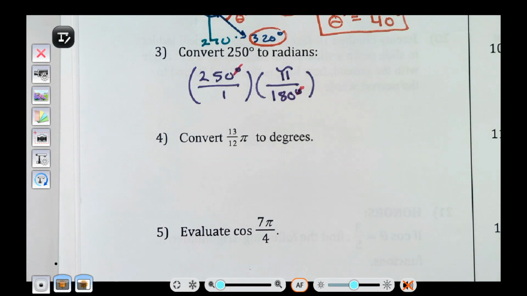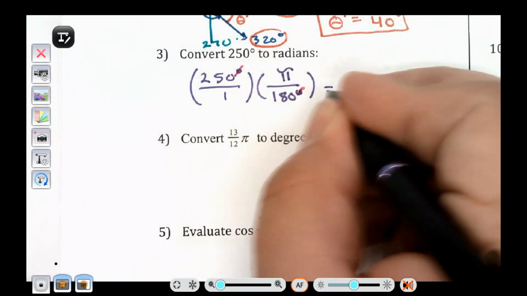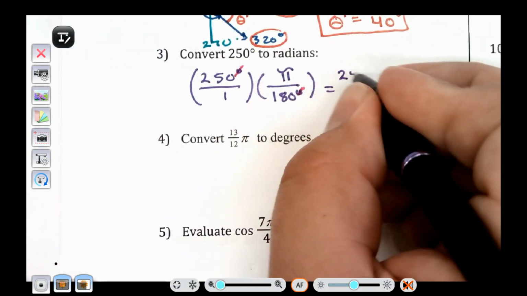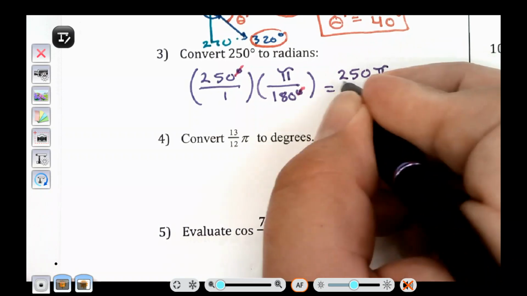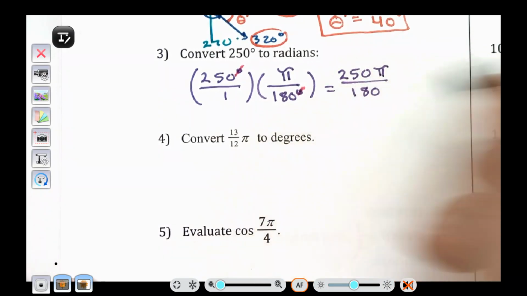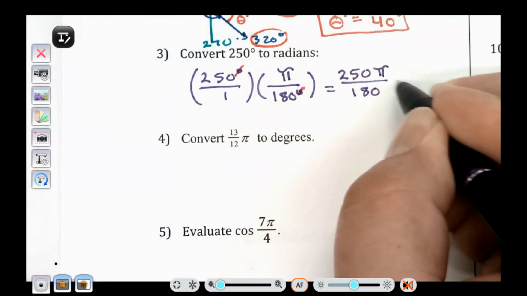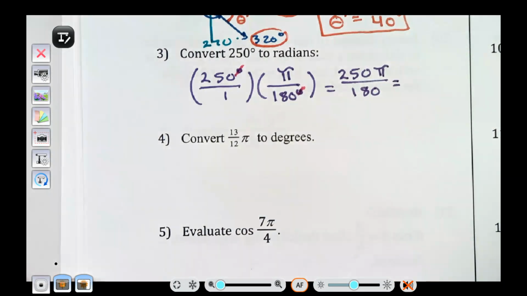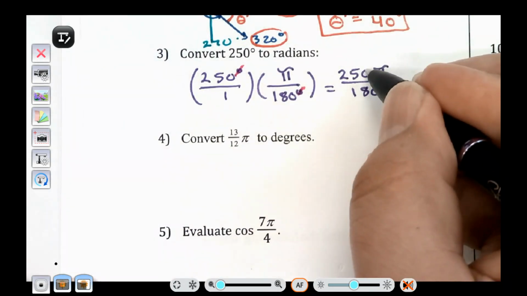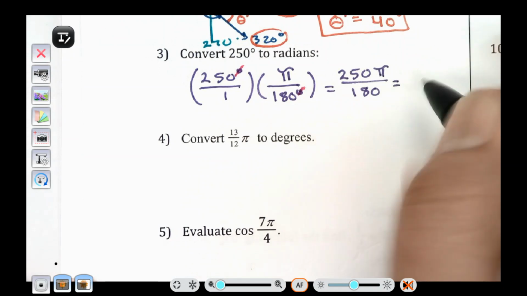And then, of course, we make our elementary teachers proud. We multiply straight across, 250 pi divided by 180. But of course, you should be reducing your fractions. You can use decimals. You can reduce in your own way. For instance, if they both end in 0, then I could take out both zeros.